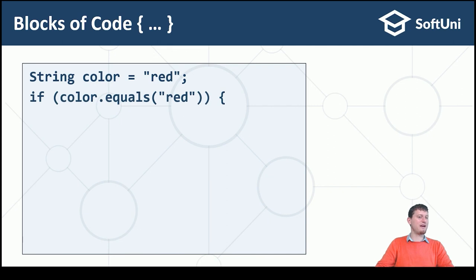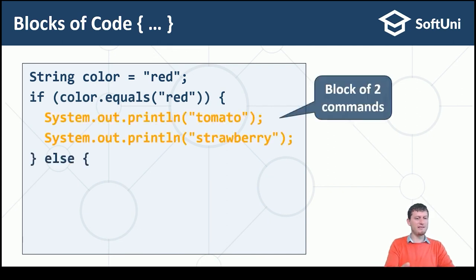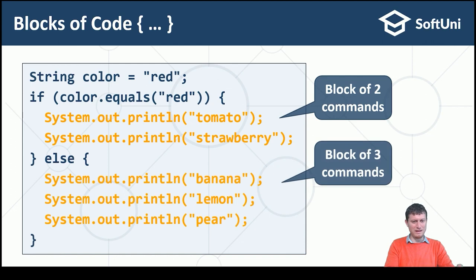I'll show you another example. We have color red. If the color is red, we have a block of two commands. For example, we print two red things like tomato and strawberry. Otherwise, we print a block of three commands, like some fruits and vegetables which are not red.